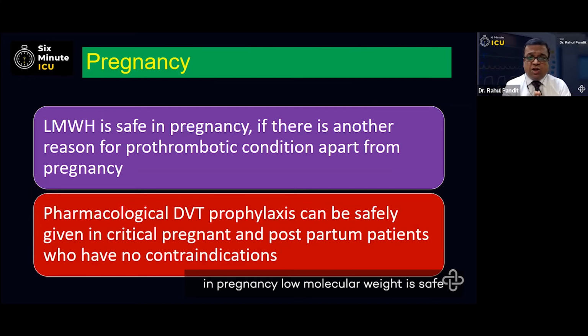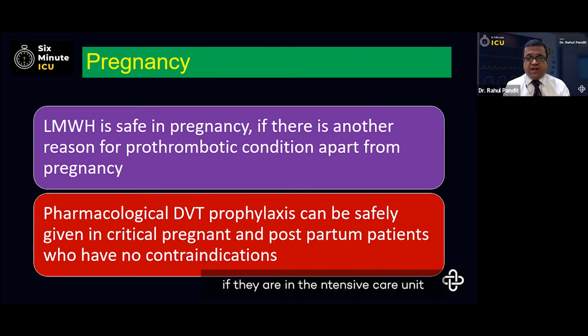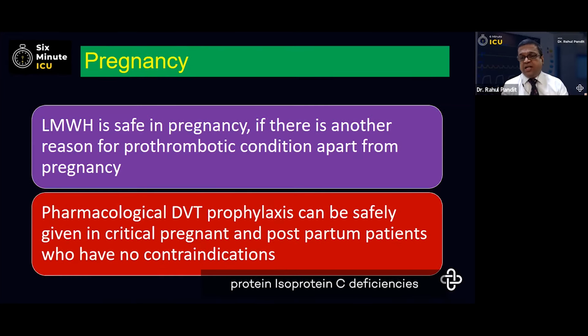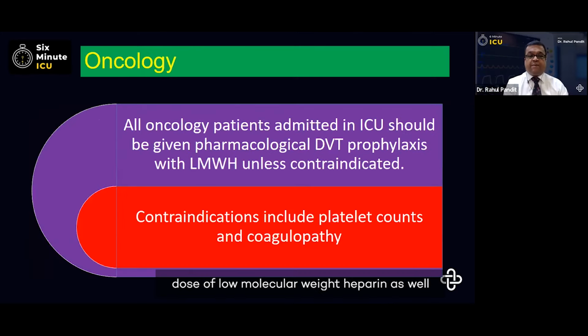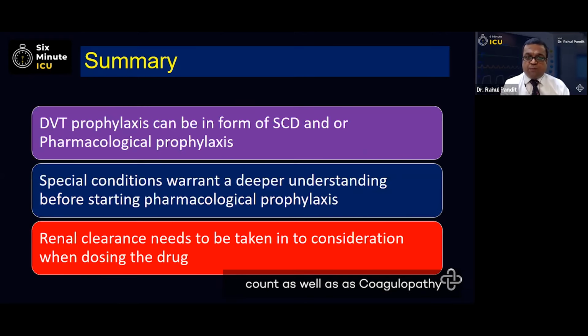In pregnancy, low molecular weight heparin is safe. There is absolutely no reason why we should not be giving it if they are in the intensive care unit. And if they have another prothrombotic condition like protein S or protein C deficiency, then they can actually be given a therapeutic dose of low molecular weight heparin as well. All oncology patients have a very prothrombotic condition, and they all should be given low molecular weight heparin for DVT prophylaxis unless contraindicated. And contraindication is because they usually have a low platelet count as well as coagulopathy.